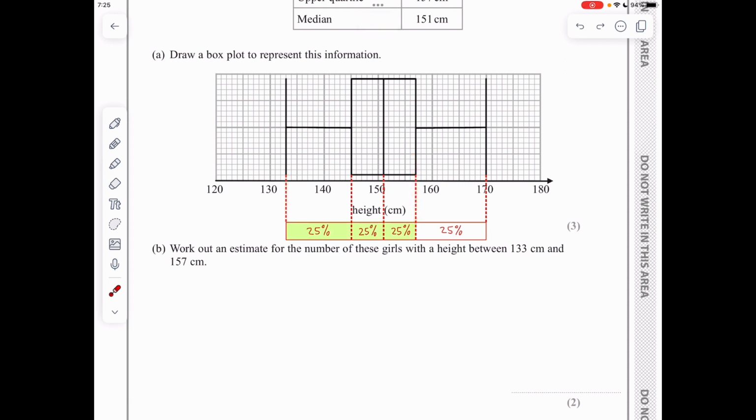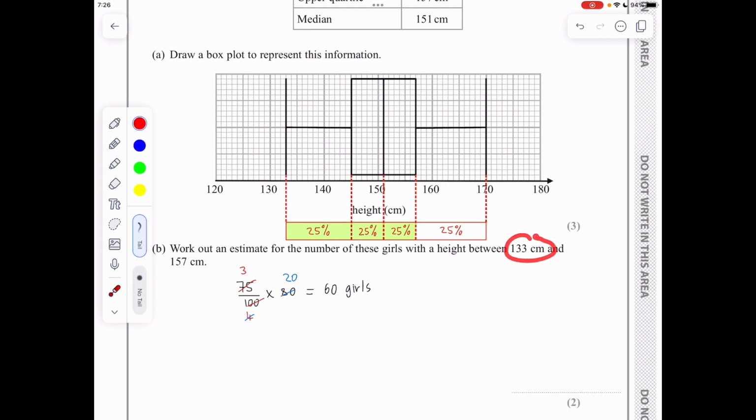We need to take 75%, so 75 over 100 of the total number of girls, which was 80. So 75 over 100 times 80. 75 over 100 simplifies to 3 over 4, and then the 4 goes 20 times into 80, so 3 times 20, 60 girls. That's the number of girls with a height of between 133 centimeters and 157 centimeters.